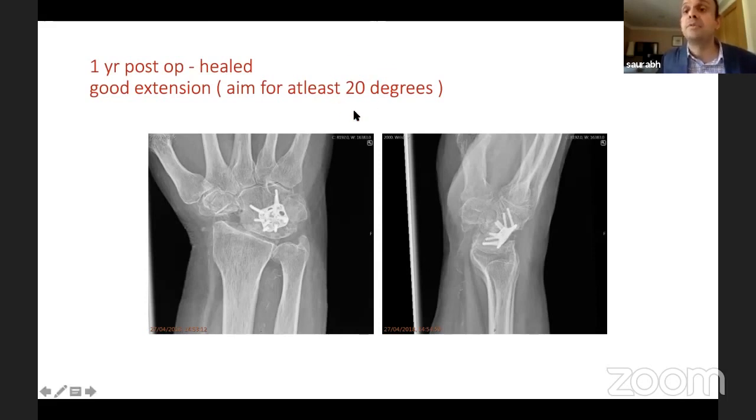Same with total wrist fusions. You're going to fuse them in a bit of extension, around 15 degrees, 20 degrees. If you fuse them straight, they won't have a good function and they're not happy and you have to go and revise them.